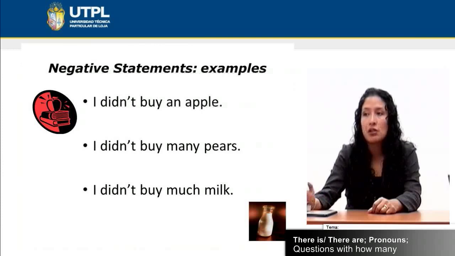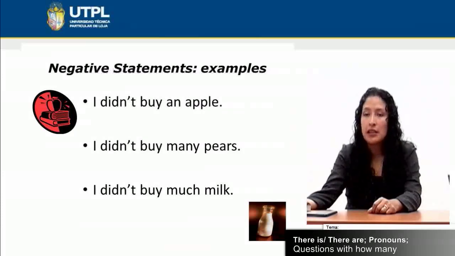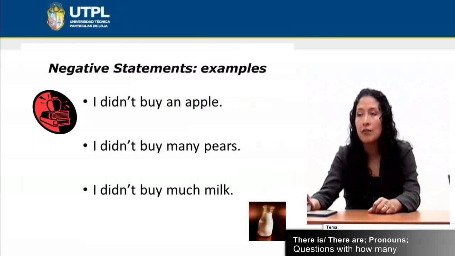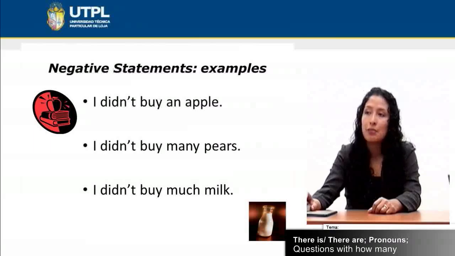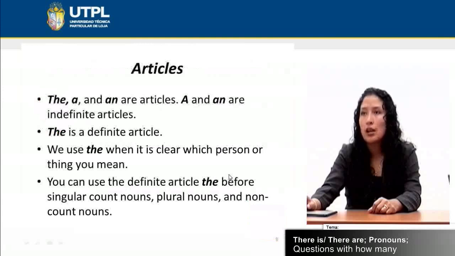The intention of the speaker or the writer is the same, but be careful about using these expressions in order to talk about countable or uncountable nouns. You can also use other auxiliaries, not only didn't, you can use this in the present tense, but the intention doesn't change. When talking about articles, this is something about the, a, an.